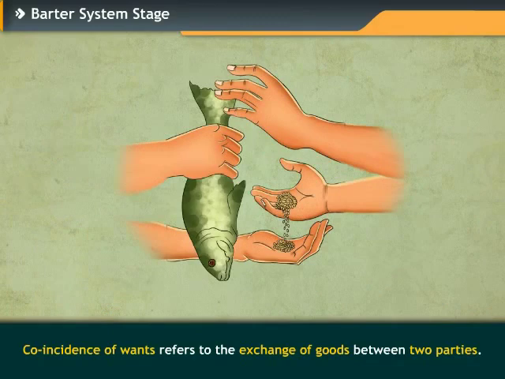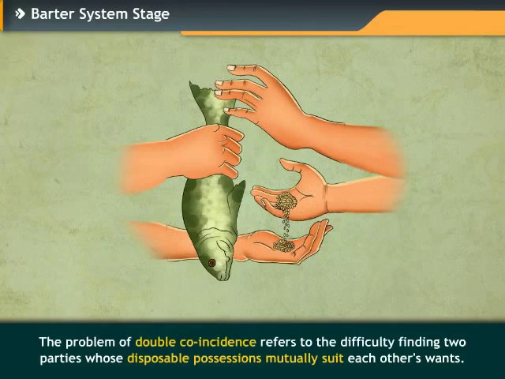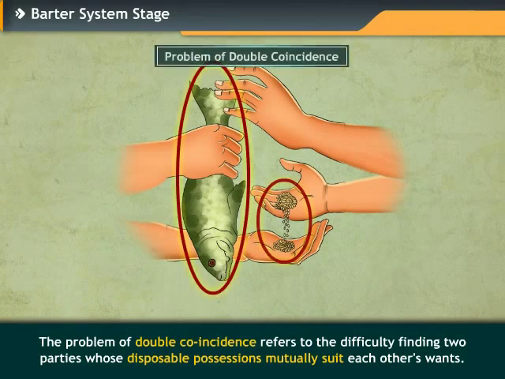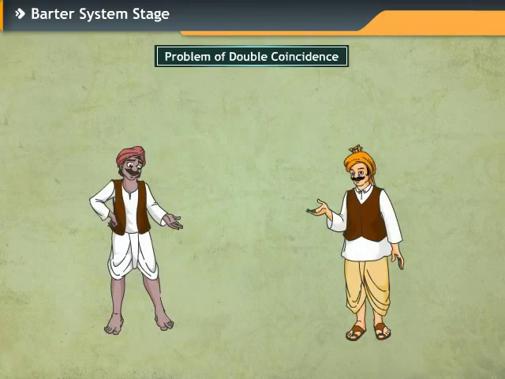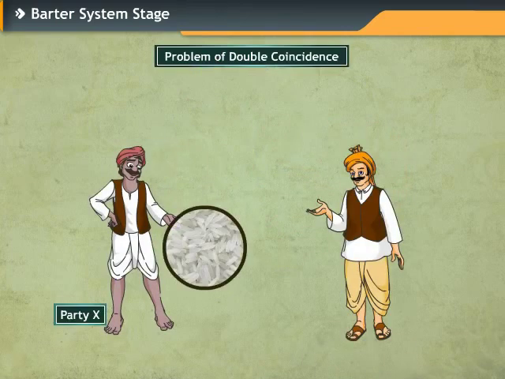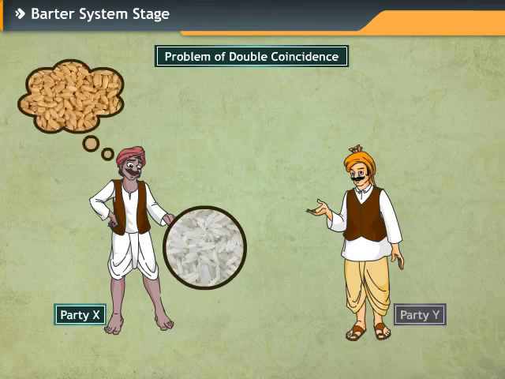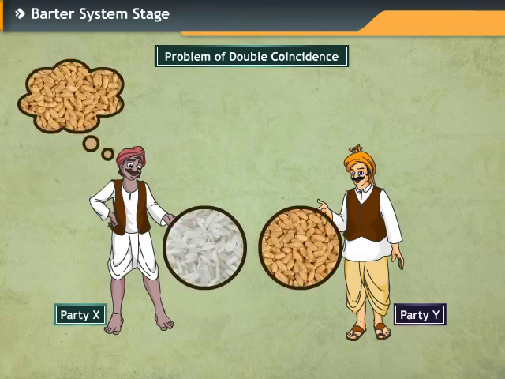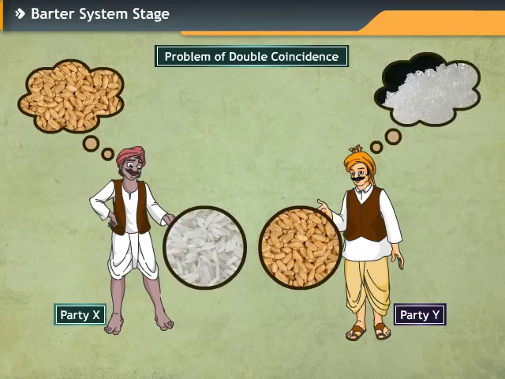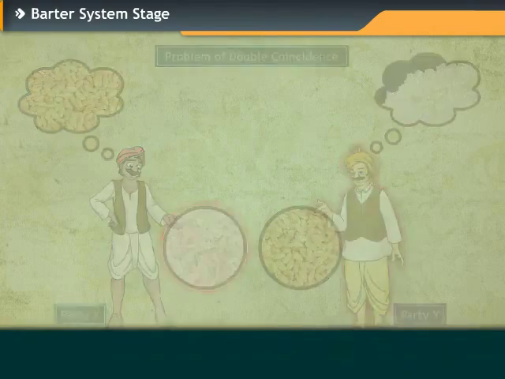Coincidence of wants refers to the exchange of goods between two parties. The problem of double coincidence refers to the difficulty finding two parties whose disposable possessions mutually suit each other's wants. For example, Party X has rice and wants wheat. Party Y has wheat but wants sugar. The problem in this case is that Party Y is not ready to barter for rice.